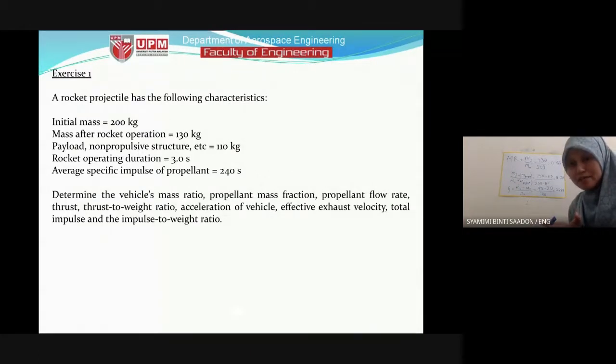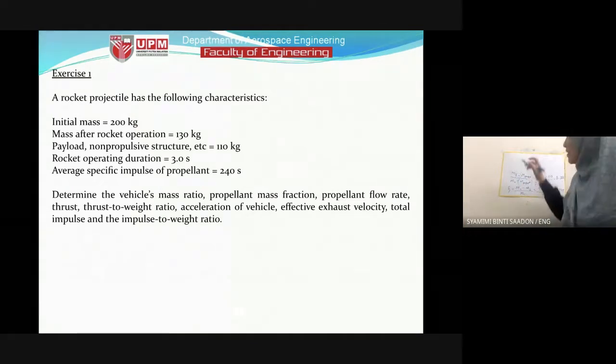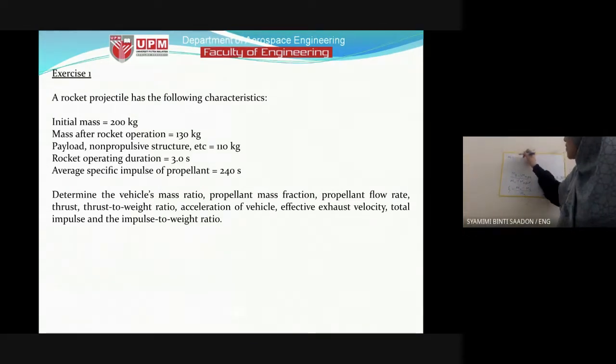The propellant mass is 70 kilogram, and the duration of the rocket burn given is 3 seconds. So 70 divided by 3 seconds, you have the propellant mass flow rate. It's very simple. Propellant mass flow rate, we write as m dot. So we have 70 over 3 seconds, which is 23.3 kilogram per second.